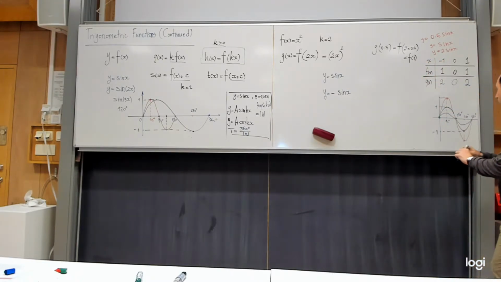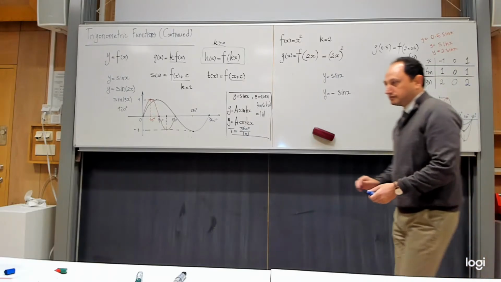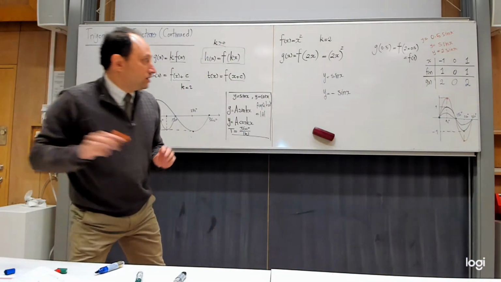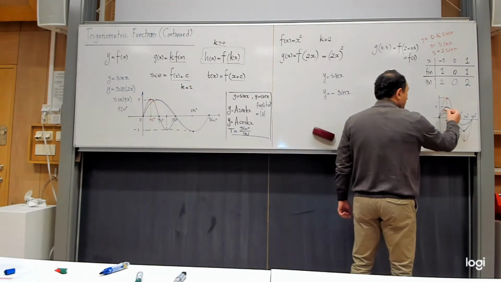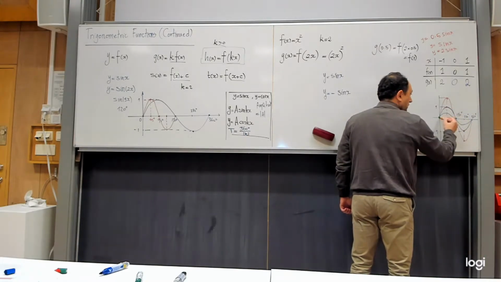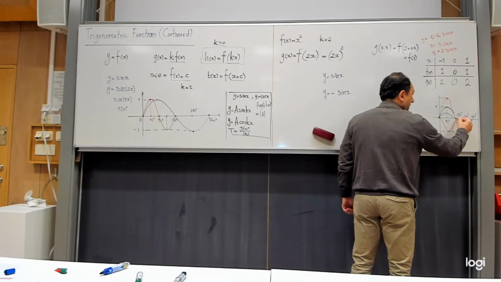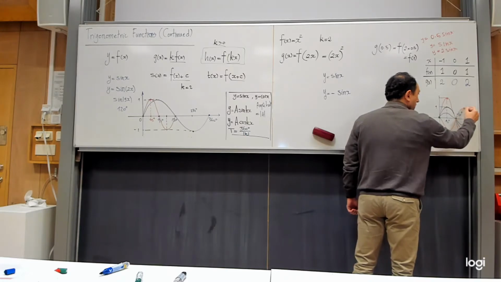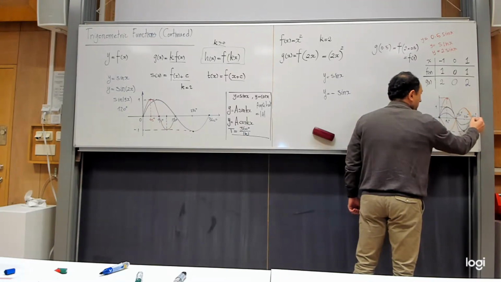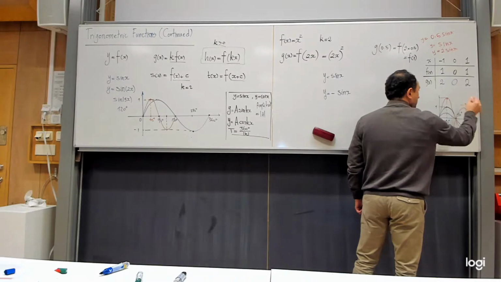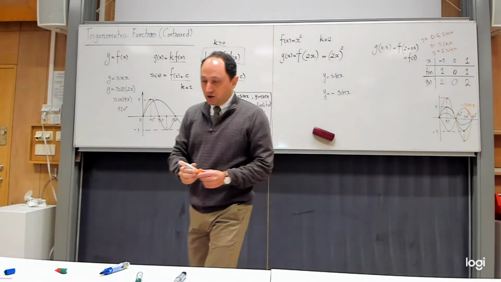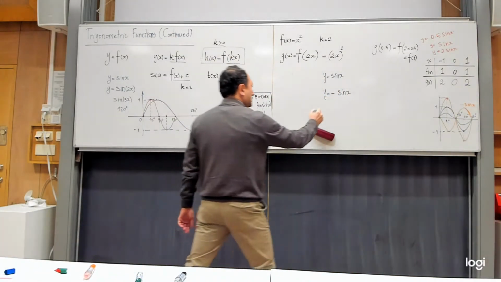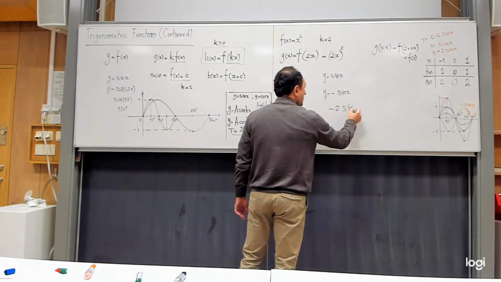Yes? So this part of the graph, which is above the x-axis, will go here. And this part of the graph will go up. So this is minus sine x. Is that understandable? So what do you think would be minus 2x? Minus 2 sine x.